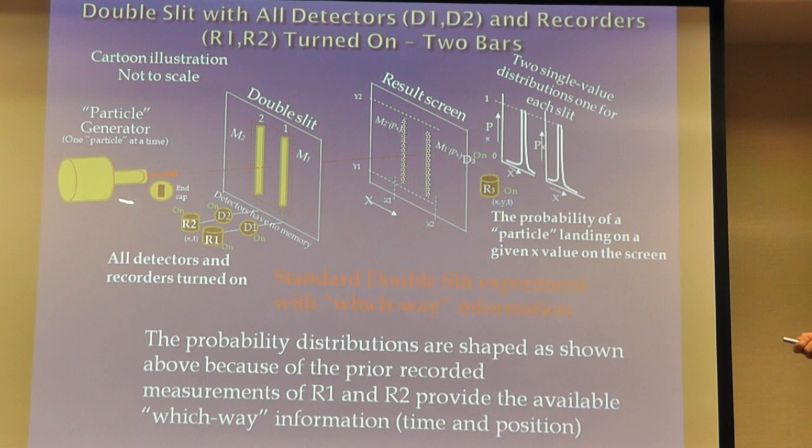As you see, over here's the particle generator. Now, this is not to scale. I've got these double slits that are like 3 times bigger than the particle generator, right? And the slits are about this big and about that wide, and the particle generator is about this big and about that wide, so don't let that confuse you. But I had to make it so I could get it all on the slide and you could see it. So this is kind of a cartoon, not a scale drawing.